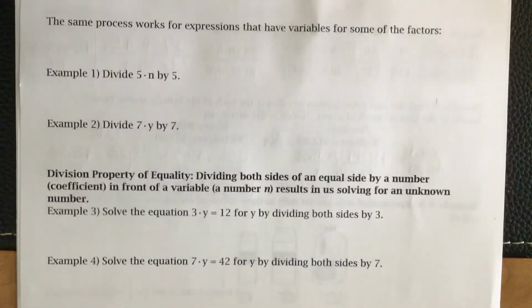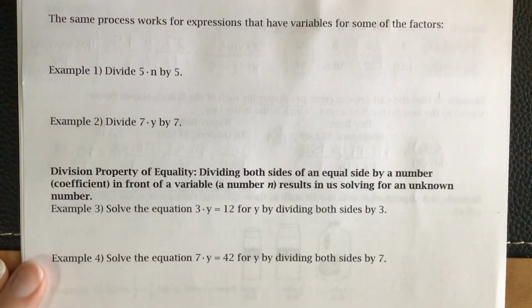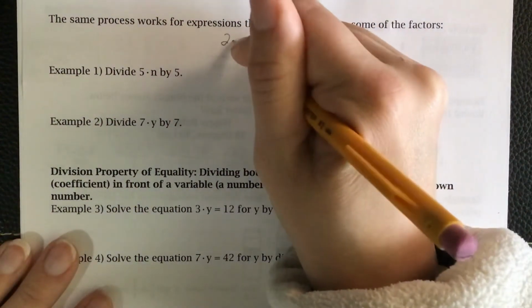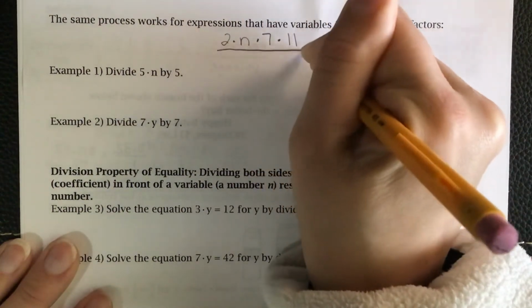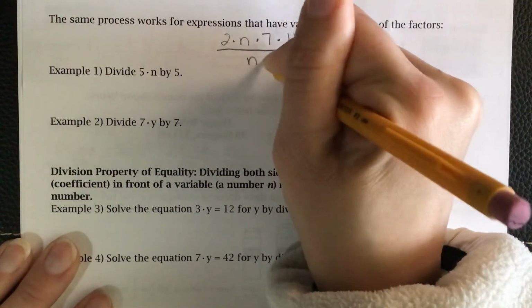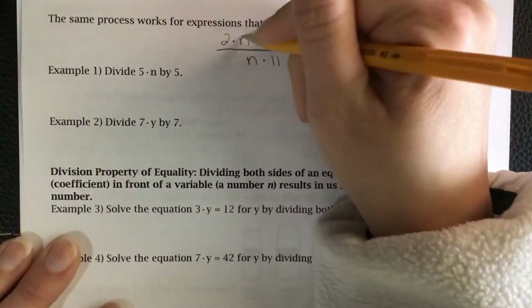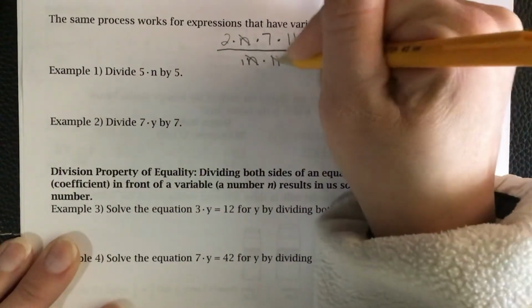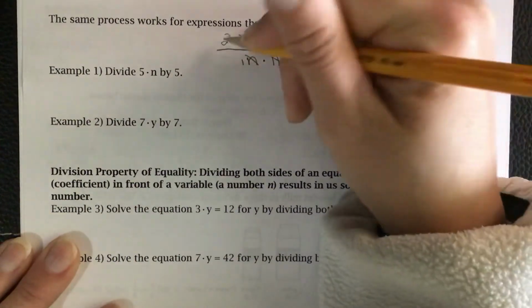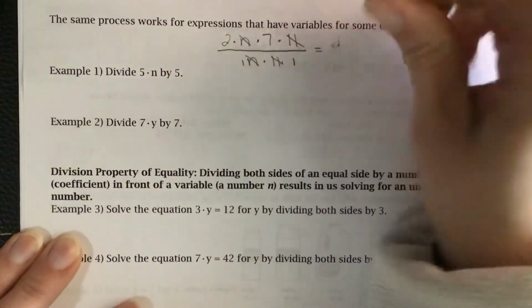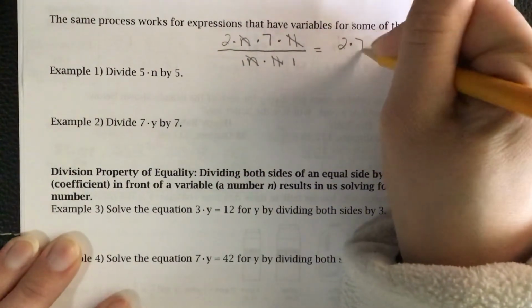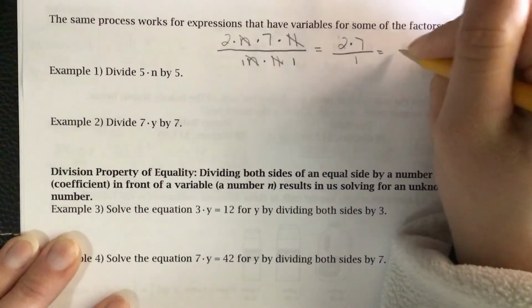The same process works for expressions that have variables. So, for example, if I replaced one of those, so if I had 2 times n times 7 times 11 all over n times 11. The n divided by an n is going to make 1. 11 divided by 11 is going to make 1. So we would multiply 2 times 7, and I'm going to actually write out 2 times 7 to show you where it came from. That's all that's left over. And 2 times 7 is 14.